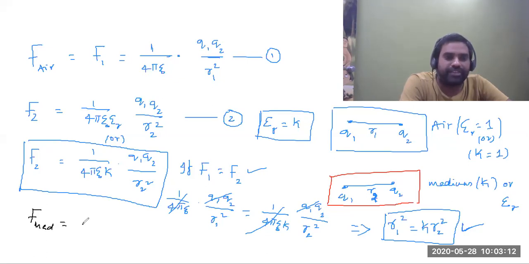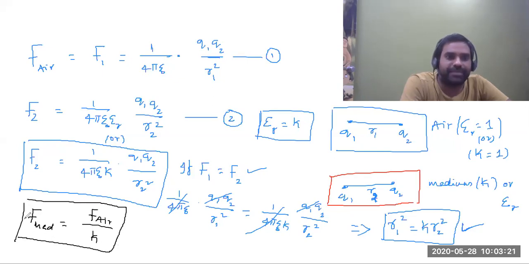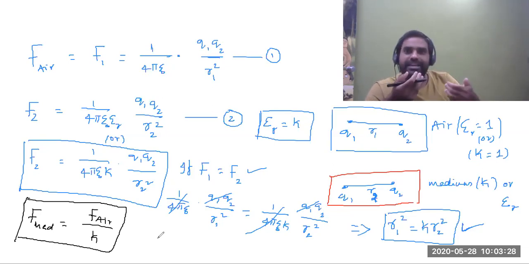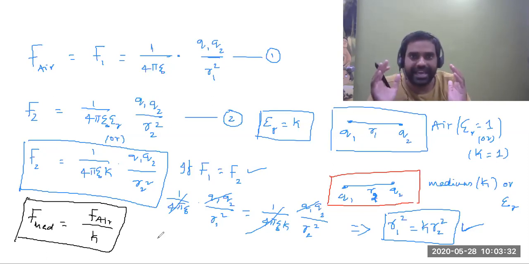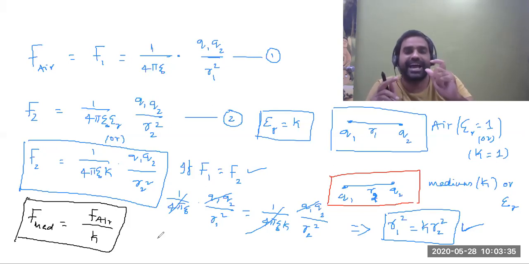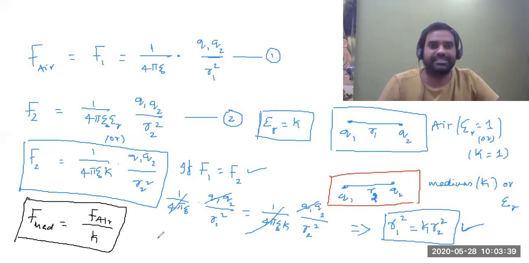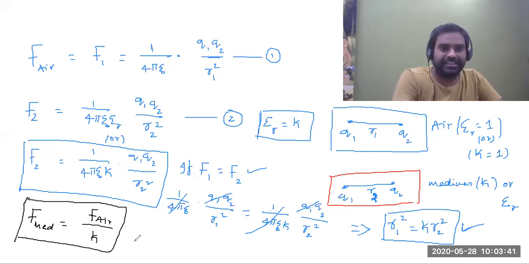Force in a medium is always written as force in air divided by K times, right? So if you maintain the same distance in air and in the medium, then the force in the medium turns out to be 1 by K times lesser than the force in air, or else the force in air turns out to be K times more than the force in the medium. Okay, students, that's it. This is a relation. Even if you want, you can copy this down also.